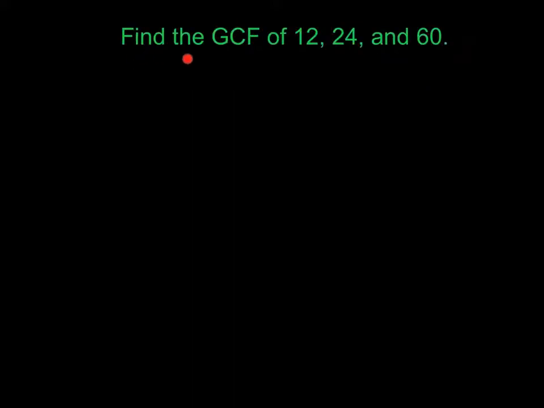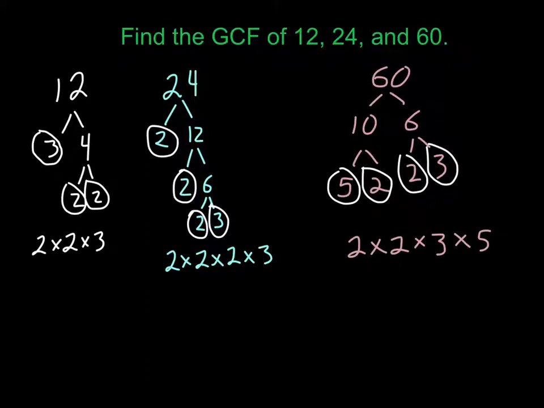If I was asked to find the greatest common factor, or GCF, of 12, 24, and 60, I did a factor tree for each of these numbers, and I've shown you how to do that, so I'm not going to walk you through that. But you can see, here's the prime factorization for each of those numbers. Now my next step is going to be just like I did in the last problem. I'm going to look for common factors between these 3 sets of numbers and circle them if I find one.